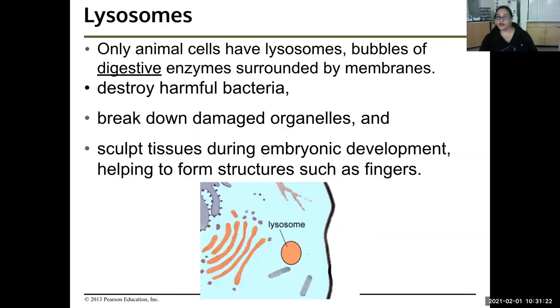Lysosomes. Only animal cells have lysosomes, which are bubbles of digestive enzymes surrounded by membranes. One of their functions is to destroy harmful bacteria. They also break down damaged organelles, and they sculpt tissues during embryonic development, helping to form structures such as fingers. So sometimes our cells or their organelles get sick and tired and worn out. Our body needs to destroy them before they make us sick. This is the job of lysosomes.